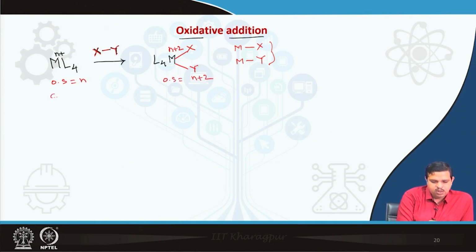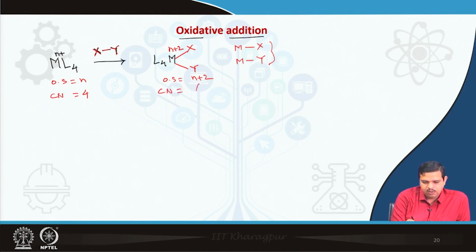Now, use the coordination number of the metal, because here 4 ligands. So, it is 4, and here the coordination number is 6. So, you will see that oxidation state is increased by 2 units, as well as the coordination number is increased by 2 units. So, that is why it is called the oxidative addition.